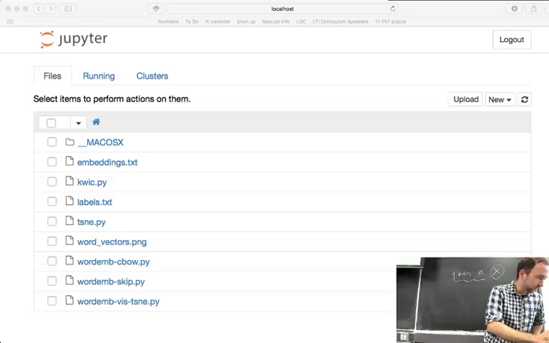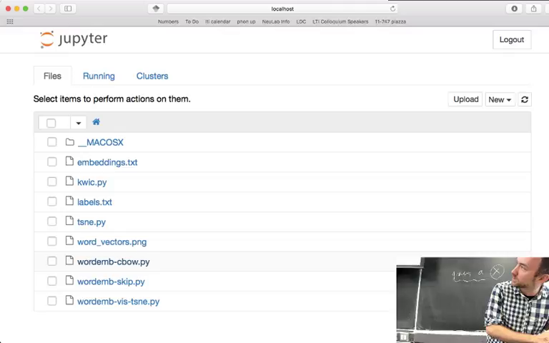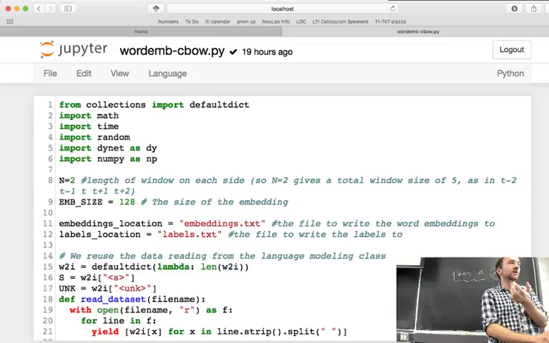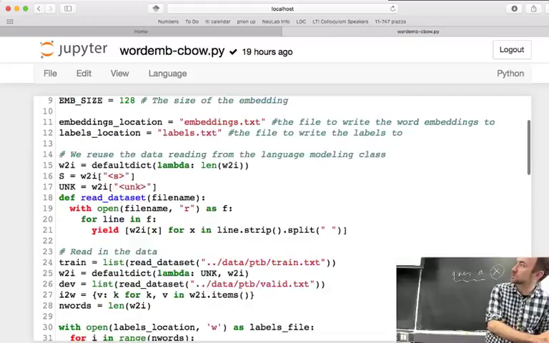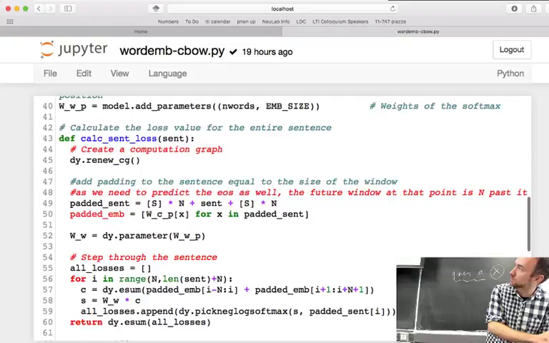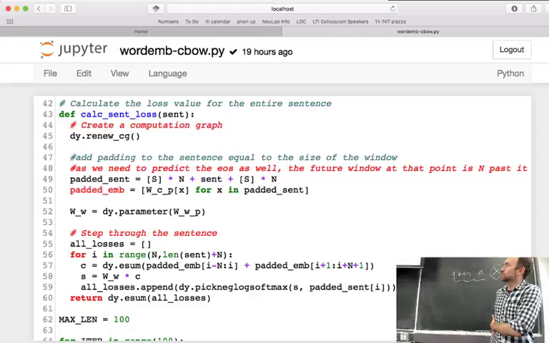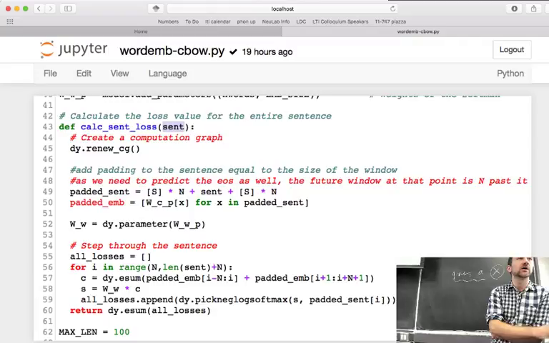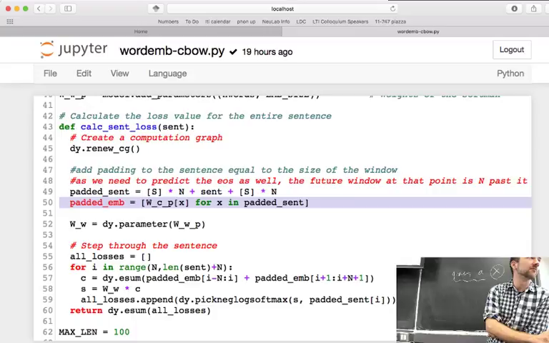You'll see in the code example directory, we have word mcbo.py. And this will look very, very similar to the language modeling example that you saw before. Basically, there's only a couple differences. The main thing is this calculate sentence loss function. So what we have here is we have a sentence. We're taking in the sentence. This is word IDs, basically. And then we pad it on either side with something of size n. And then we look up the word embeddings for all of the words in this padded sentence.